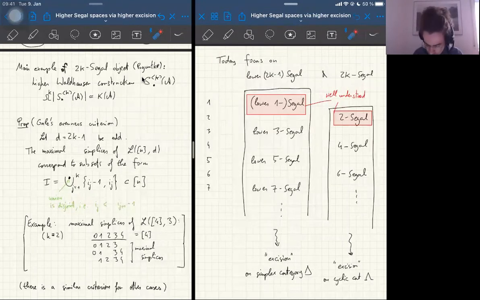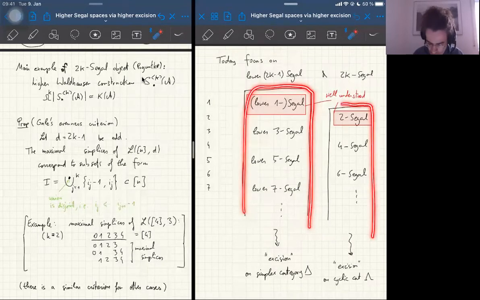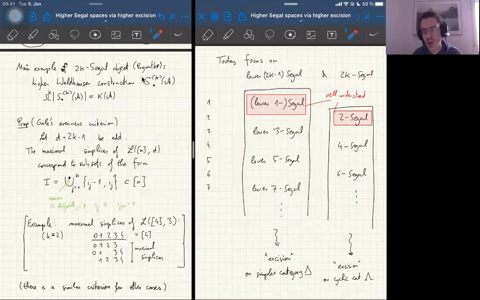And now I want to try to explain how these two hierarchies as a whole can both be understood in terms of excision, so in terms of some sort of manifold calculus, which I will explain, what this means and where this comes from.